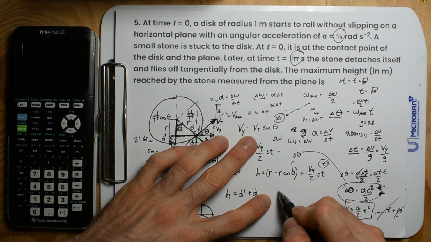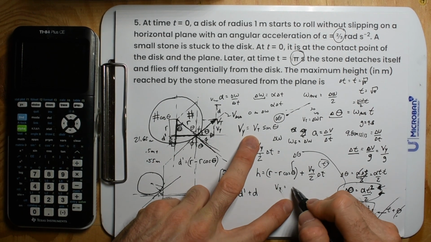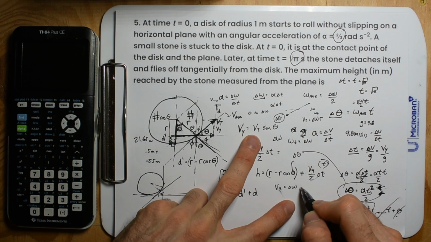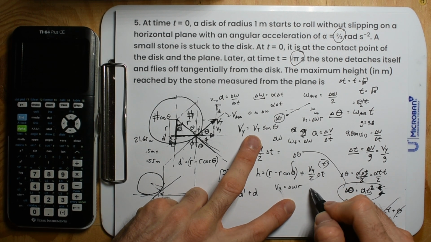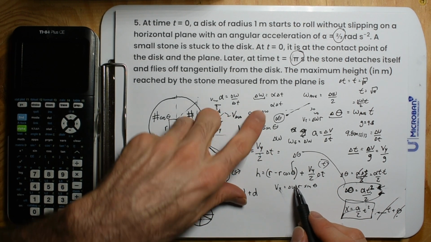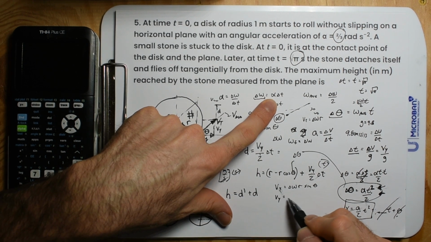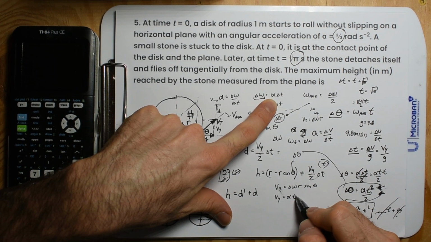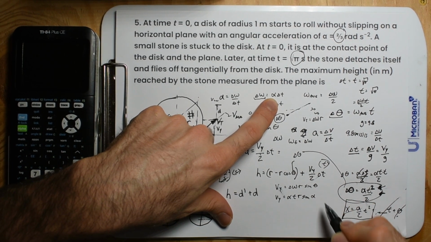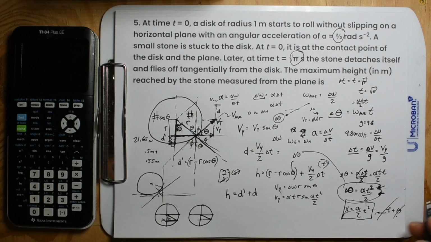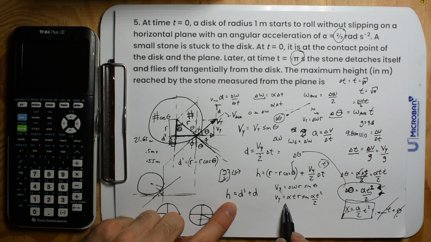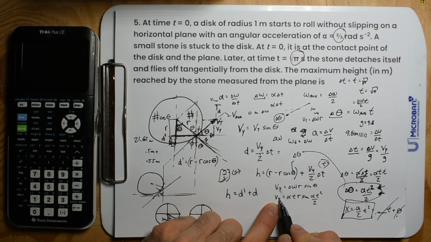So let's write this. Vy is equal to change in omega times radius, and then sine of the angle. But now we're saying that here's change in omega. So velocity in the y is alpha t times the radius, times sine of the angle, which is alpha t squared divided by 2. All right, heck yeah. Now we're cooking. So now we have this Vy.